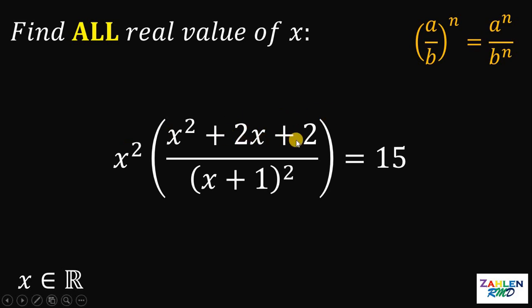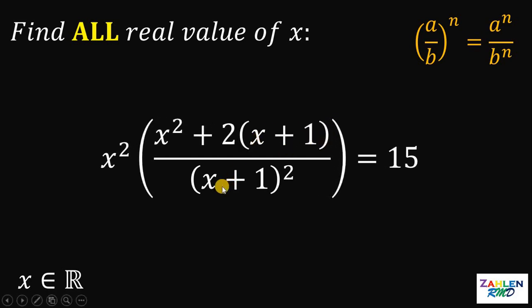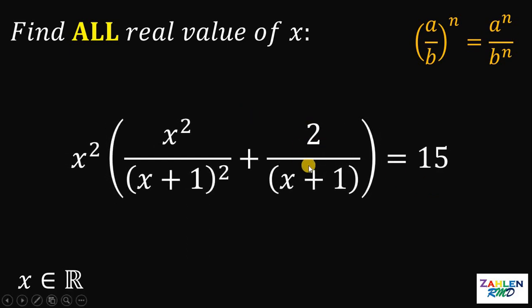Now, on this 2x and 2, let's factor out 2. So we have x plus 1. Why is that? Because on the denominator, we have also x plus 1. Now, using the property of similar fractions, the expression inside the parentheses can be written as x squared over (x plus 1) quantity squared plus 2 times (x plus 1) over (x plus 1) quantity squared. And now, we have x plus 1 on the numerator, and we have also a factor of x plus 1 on the denominator, so we can cancel both of them. So we have now 2 over x plus 1. And now, I see something.